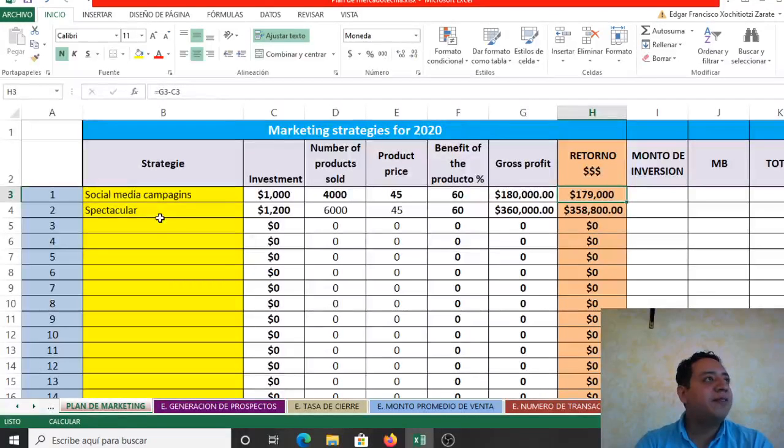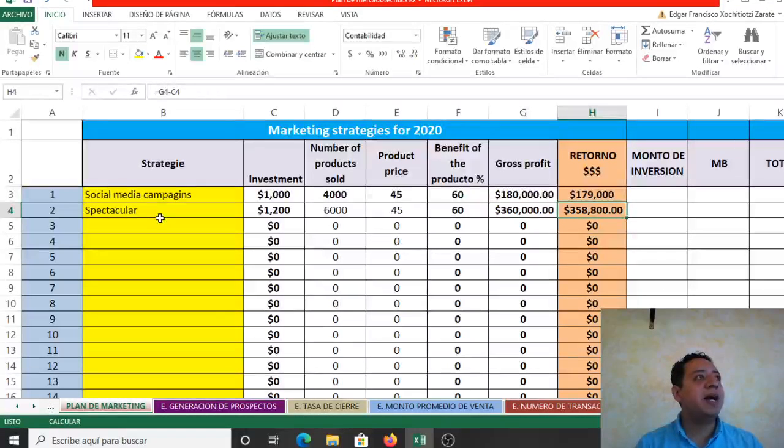And for the spectacular, for this strategy, you invested $1,200. You sold 6,000 products. The price is the same. The benefit of the product is the same, and the gross profit now is $360,000, and for the return, you have to do the same.